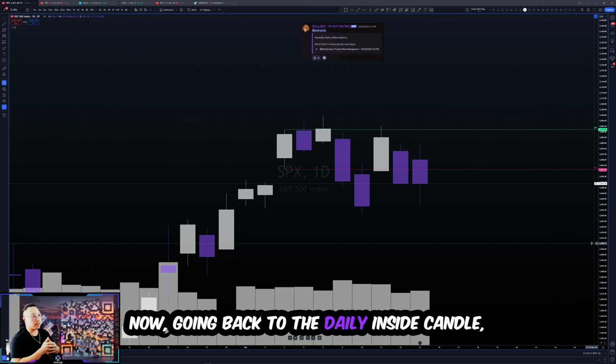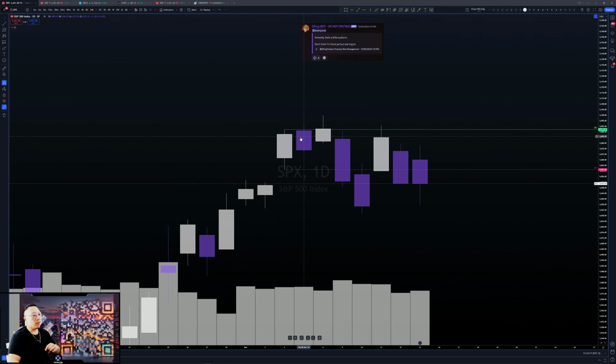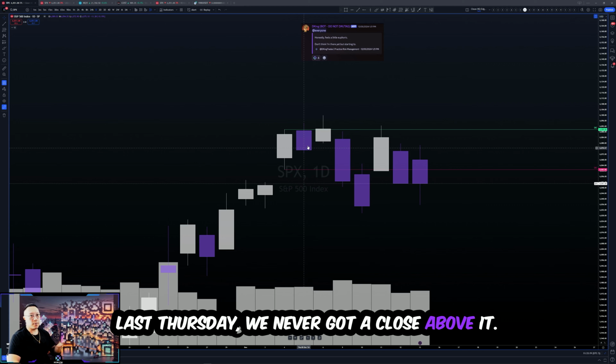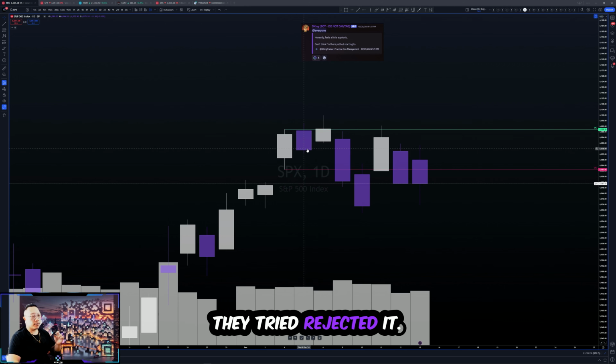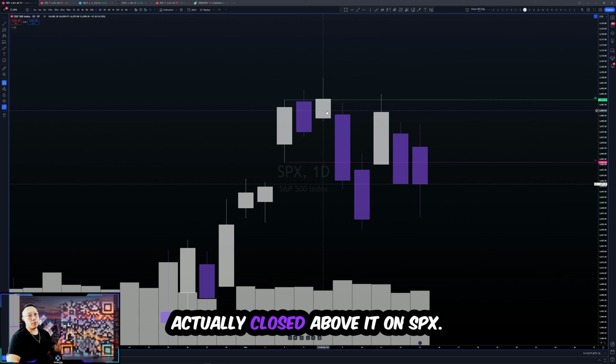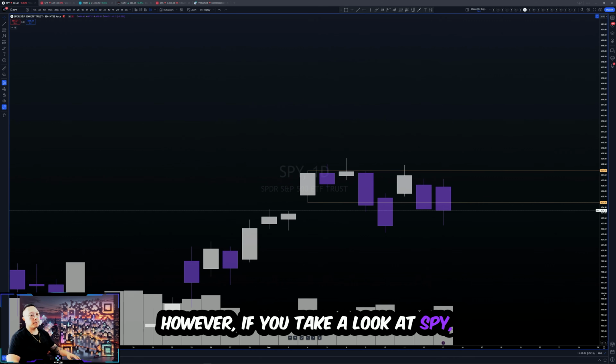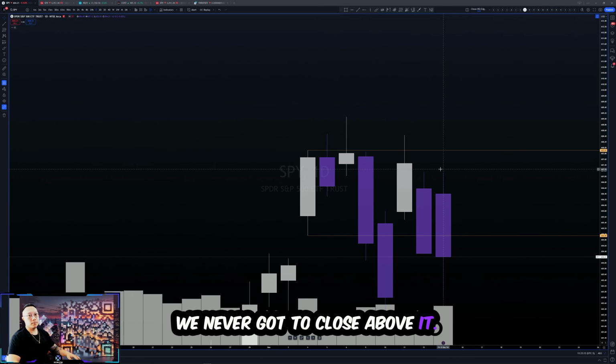Now, going back to the daily inside candle. This all started with this single daily print. Last Thursday, we never got a close above it. They tried, rejected it. Again on Friday, they tried, rejected it. And funny enough, Friday we actually closed above it on SPX. However, if you take a look at SPY, we never got a close above it.